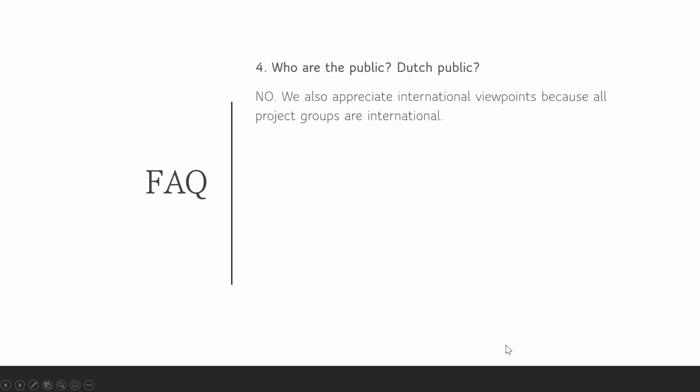And who are the public? Dutch public, or can we have international viewpoints? We do not only confine ourselves to the Dutch public, we also appreciate international viewpoints, because all project groups are intentionally grouped with Dutch and international students. So we do value the international input so that we can have a good reflection on the current Dutch practices.